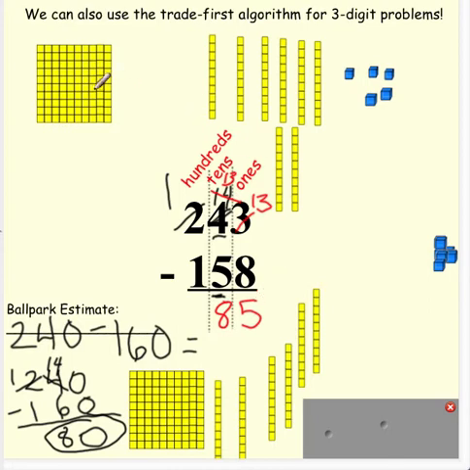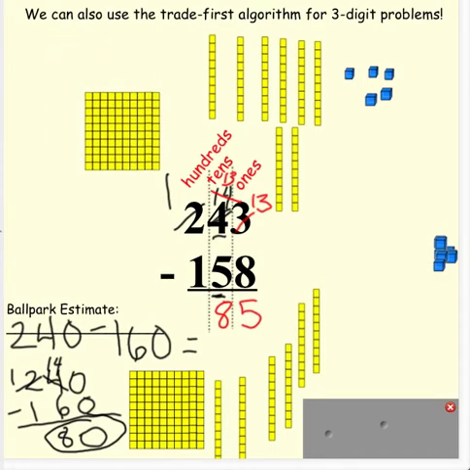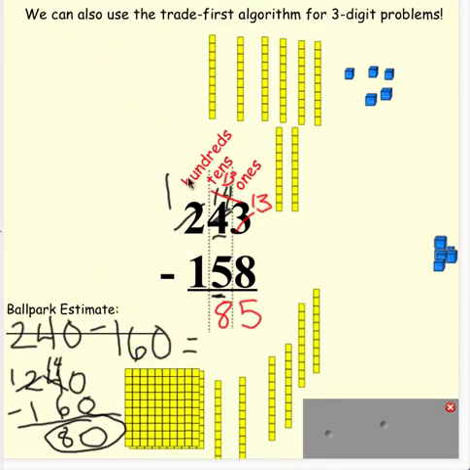Okay, and that 100, take away 100. I need to take away the last 100 I have. So the one I had, take away that 1 is nothing. So I don't need to write anything here. So the answer to my problem is 85. This is very close to our ballpark estimate down here of 80.